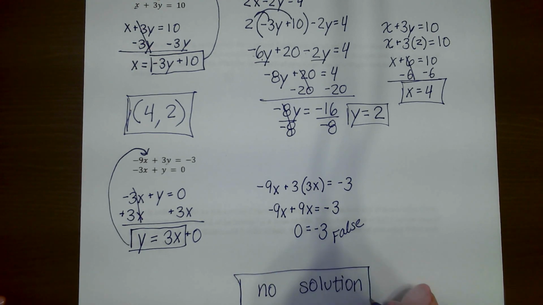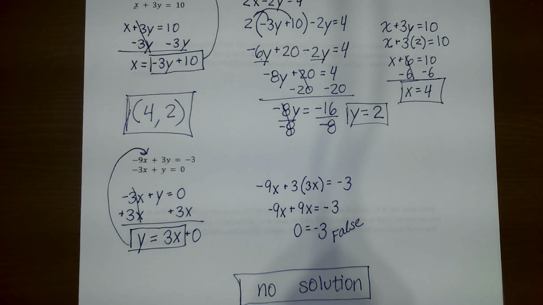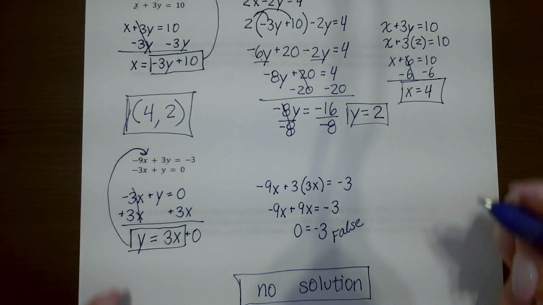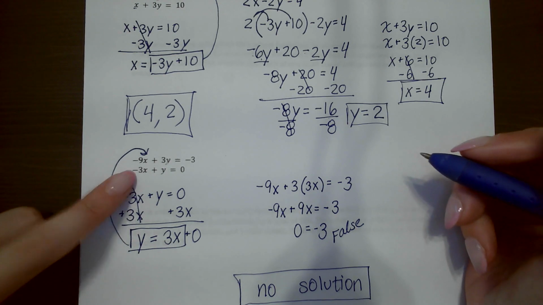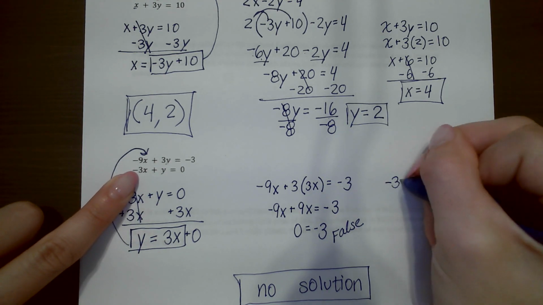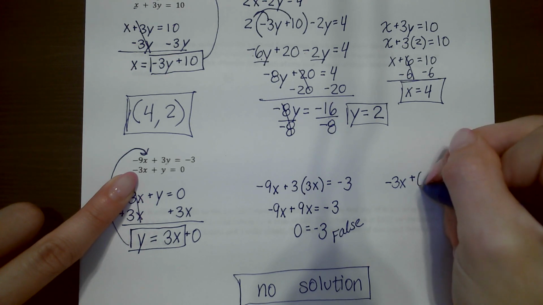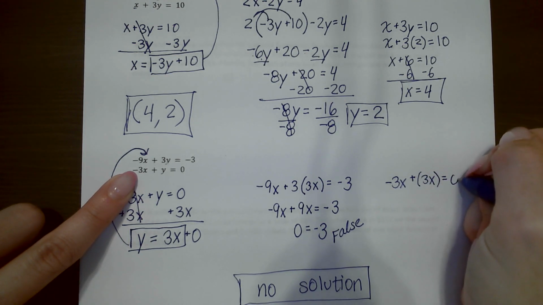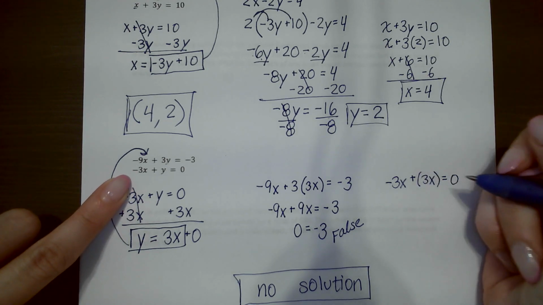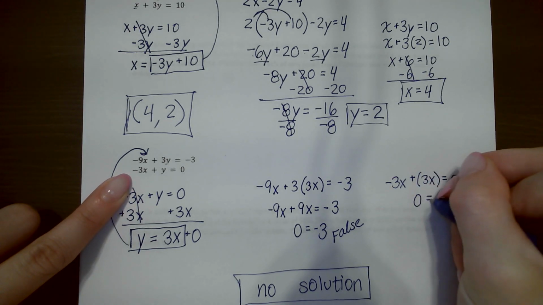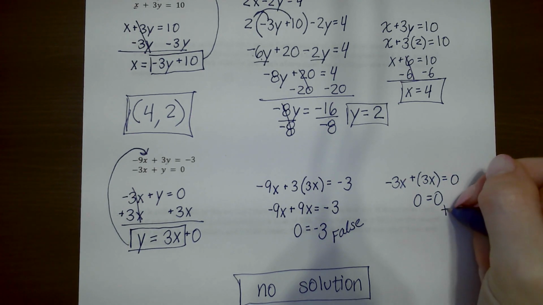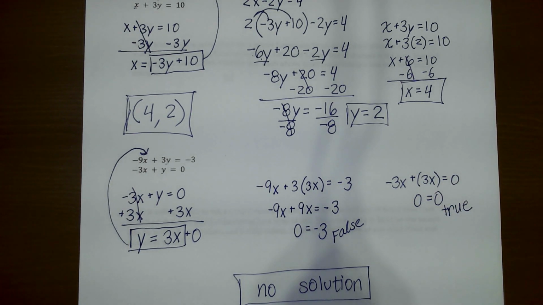Now, when I get no solution, I do get a little suspicious just because sometimes if I make a mistake, I could get to a no solution, but it's not correct. So I'm going to just plug in y for the other equation. So negative 3x plus 3x equals 0. That's 0 equals 0. Ooh, but that one is true. So if that happens, what do we do? Let's go back and double check something.